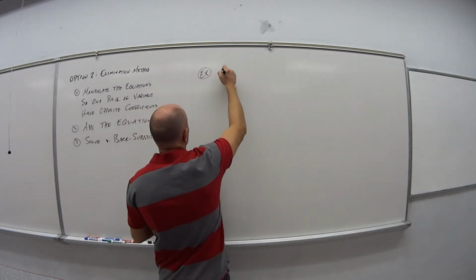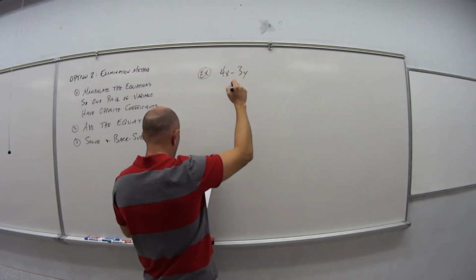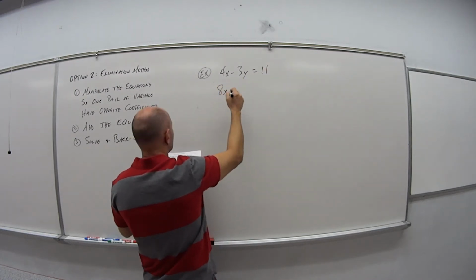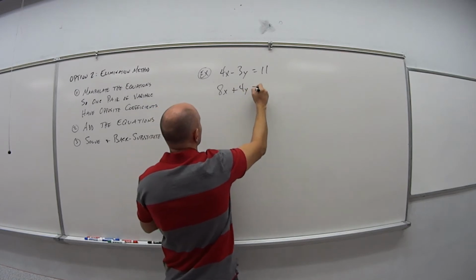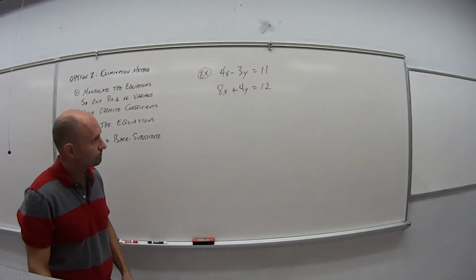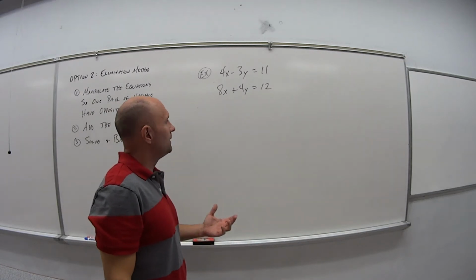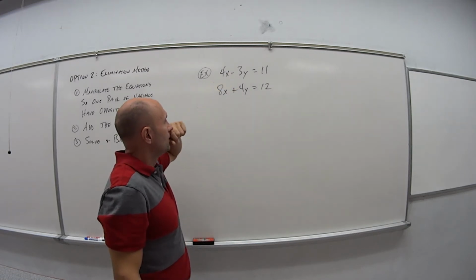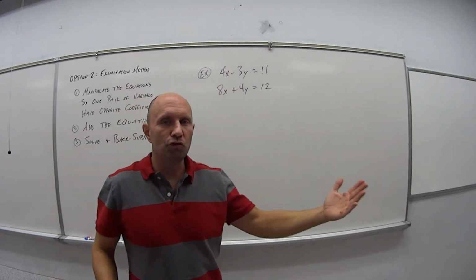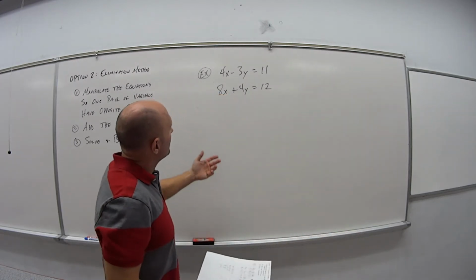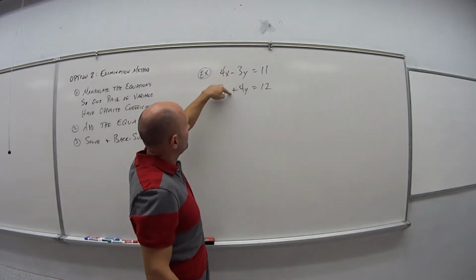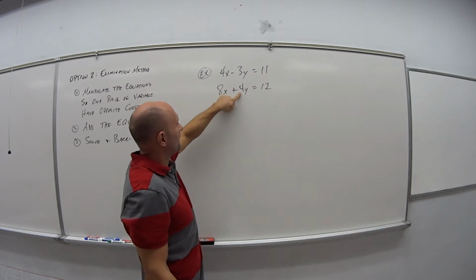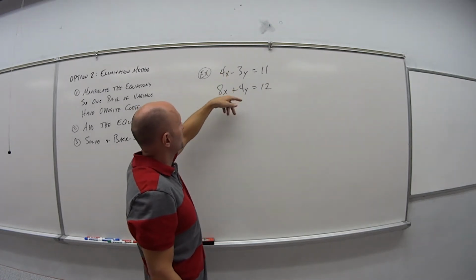So let's say an example here. Let's say we have 4x minus 3y equals 11, and 8x plus 4y is equal to 12. We want to manipulate these so that either the x variables are opposite or the y variables are opposite. There is no rhyme or reason why you choose one or the other. It's strictly a preference. So the y terms already have a plus and minus sign, so we could multiply this one by 4 and get a negative 12. We can multiply this one by 3 and get a positive 12. Then they would cancel out.